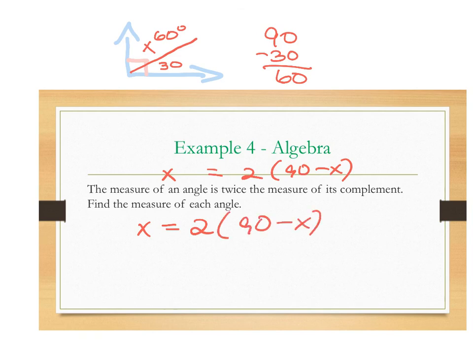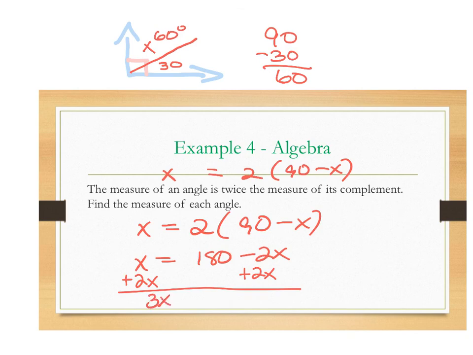I'm going to distribute the 2. And then I'm going to begin to solve. I'll add 2x to both sides, and I get 3x is equal to 180. Divide by 3, and x equals 60.